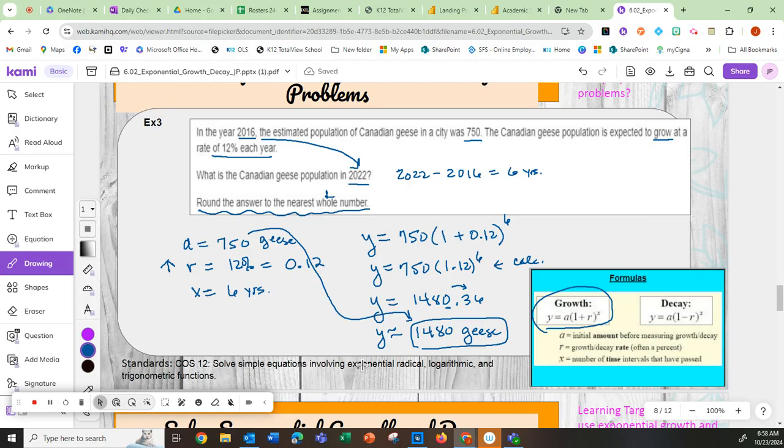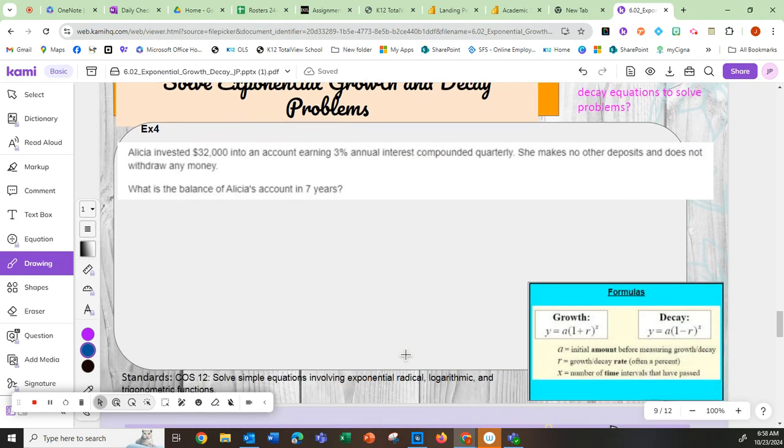So really, we're just using the growth formula or the decay formula over and over again. I do think this is an easier section compared to some sections that y'all have already done. 4 is the last example. It says Alicia invested $32,000 in an account earning, earning means making money, not losing money, 3%. She makes no other deposits. What is her balance after 7 years?